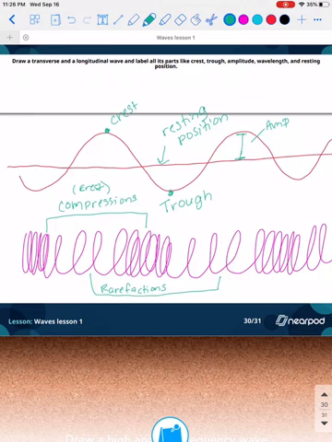No joke, it took me like 2 years of teaching 8th grade science to realize that it was rarefactions and not a rare fraction. I don't know, I always wanted to make it a rare fraction, but it's a rarefaction.